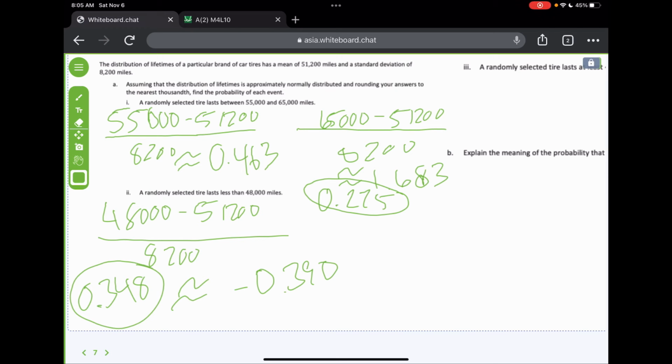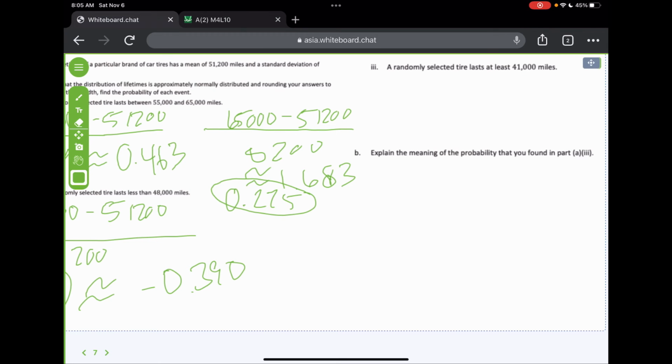Okay, let's scoot over here. Now, same thing. A randomly selected tire lasts at least 41,000 miles. So this is going to be everything above 41,000 miles. Let's go ahead and calculate it. Now this one is also going to be a negative number, but that doesn't always mean it's going to be less than 50%, and I'll show you why.